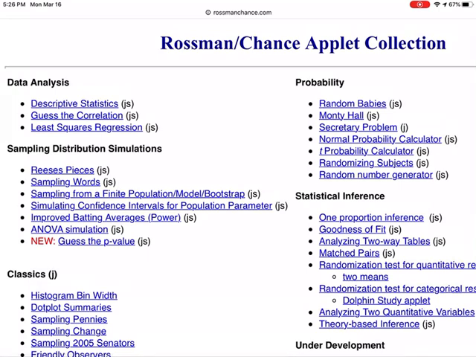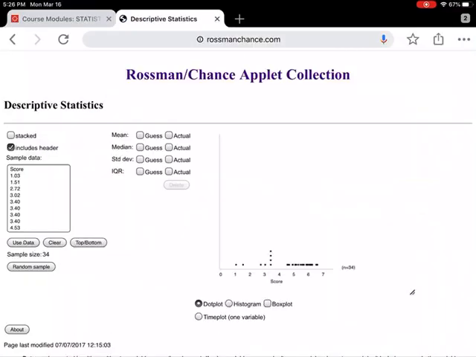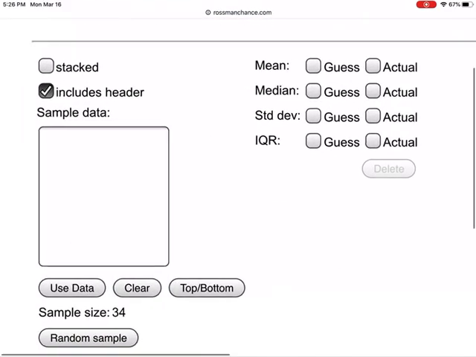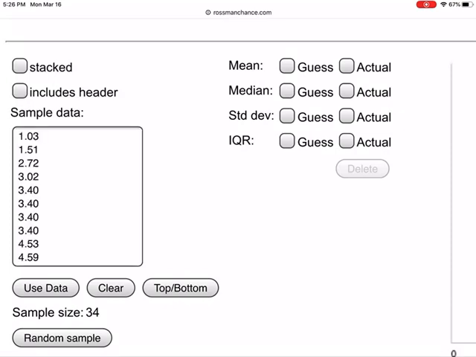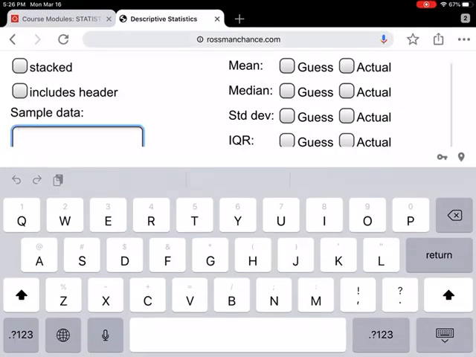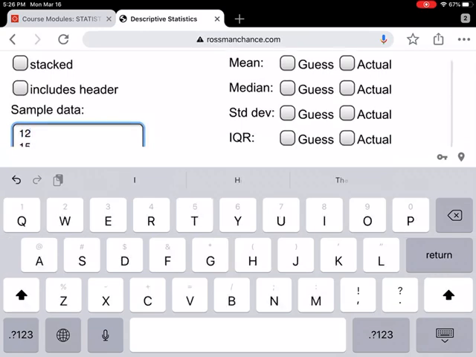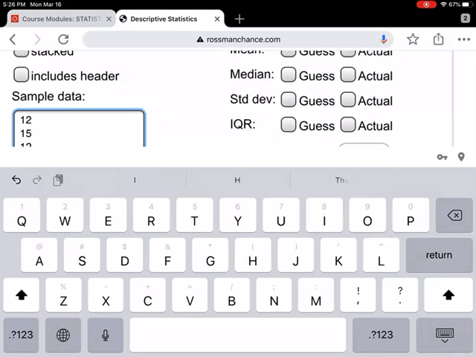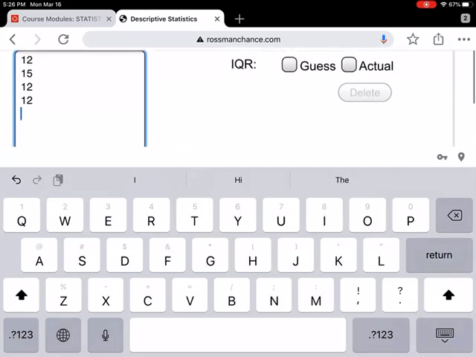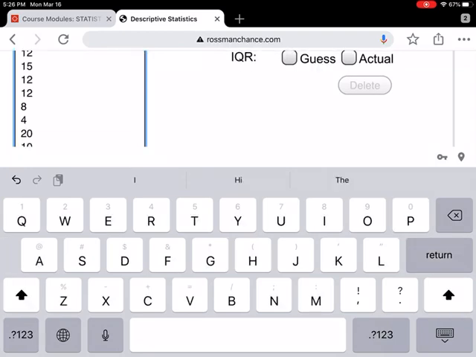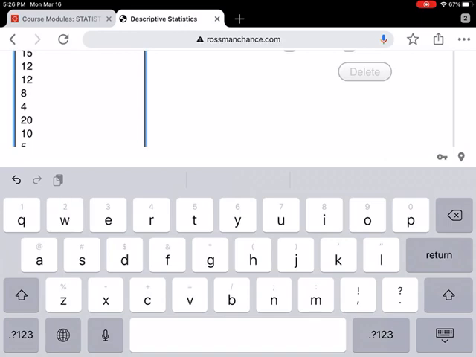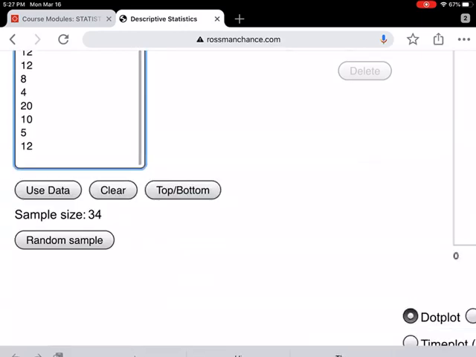rossmanchance.com/applets. And we're going to go to descriptive statistics here. I'm going to click it, and I'm going to clear this, and I'm going to put in our data, and I'm not even going to put in a header. I'm just going to type in the data. So we've got 12, 15, 12, 12, 8, 4, 20, 10, 5, 12. All right, so there's my data.